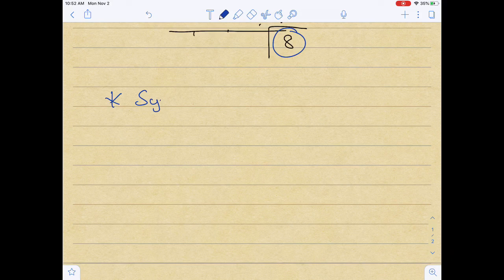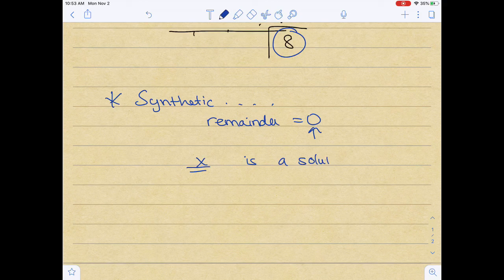Secondly, when we talked about synthetic division, if the remainder equals 0, then again, we know that whatever we were using to divide it with is a solution. Whatever value for x we use, it is a solution or a factor if that's what we were testing for. So again, the magic number is the remainder of 0. That's how we know that it is a solution.